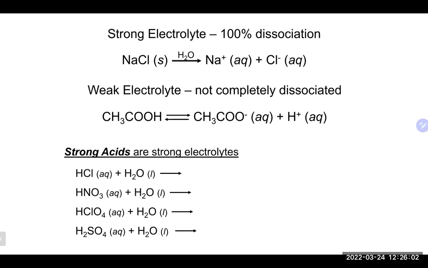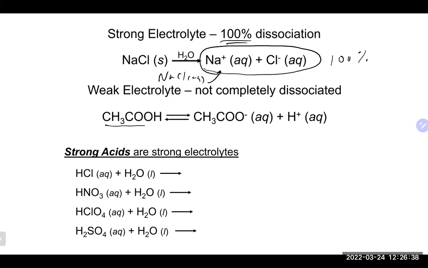So when we talk about strong electrolytes, strong acids are also strong electrolytes. What that means is that they will 100% break apart. An example: if you dissolve some sodium chloride in water and made a sodium chloride solution, in that solution 100% of what you have floating around are the ions. So you have no sodium chloride units still together in that solution. It's all 100% ions, which is why it's a strong electrolyte.